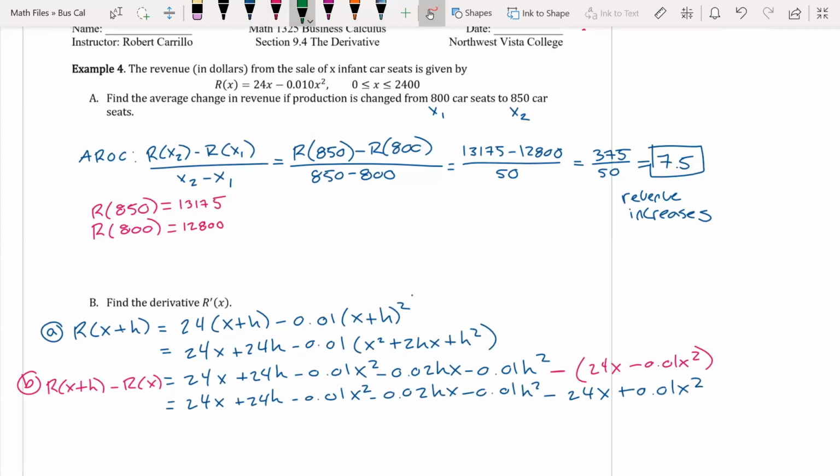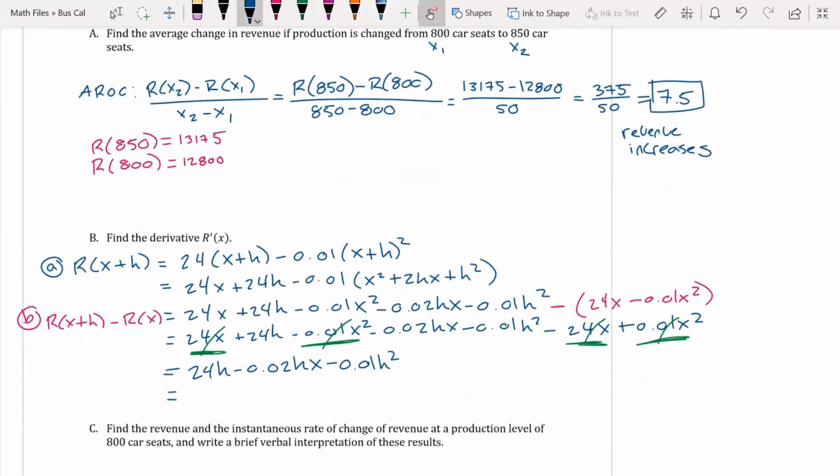Okay. And always in step 2, we have terms that cancel. 24s are gone and x squareds are gone. So gone, gone, gone, gone. And I'm left with 24h minus 0.02hx minus 0.01h squared. Factor an h out. And we get 24 minus 0.02x minus 0.01h. I think I have all that.